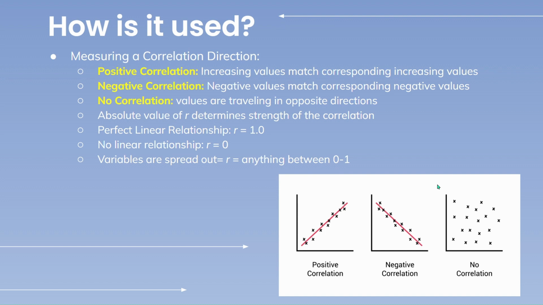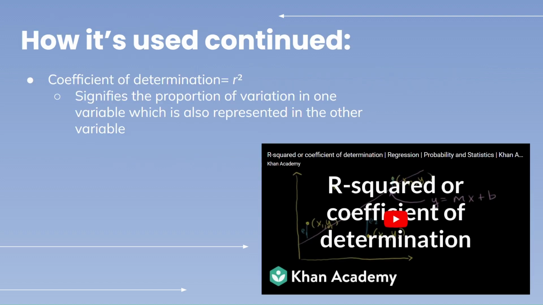And oftentimes variables can be spread out, where r can be anything between -1 to 0 or 0 to +1, and that's when the strength is determined, whether it's very strong or moderate, which will be depicted later. So the coefficient of determination is represented by r squared, which signifies the proportion of variation in one variable, which is also represented in the other variable. And this video from Khan Academy goes into depth about how that r squared is calculated or used.